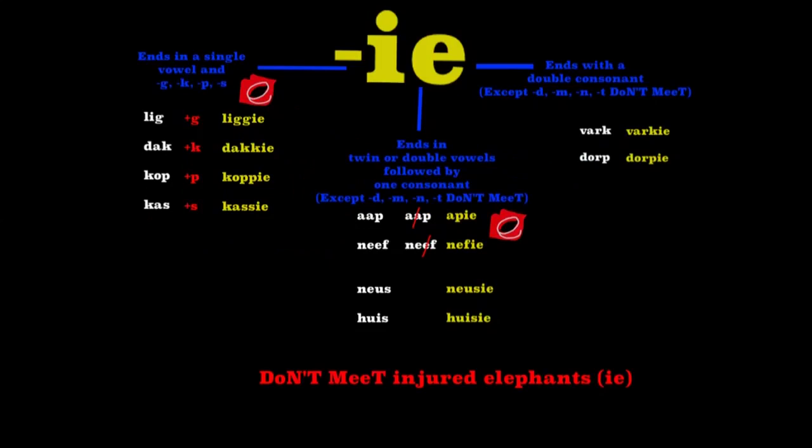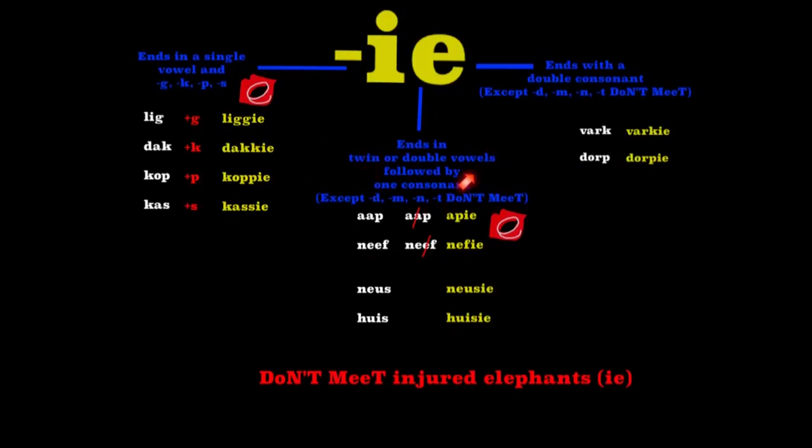And if we don't adequately protect vowels that are already short, or shorten long vowels, we're going to end up with problems. We'll start with the first of the two kiss and catcher endings, "ie". It applies to three different groups of words. The first group is words that end in a single vowel that's followed by either G, K, P, or S.